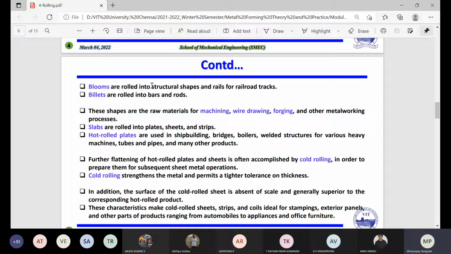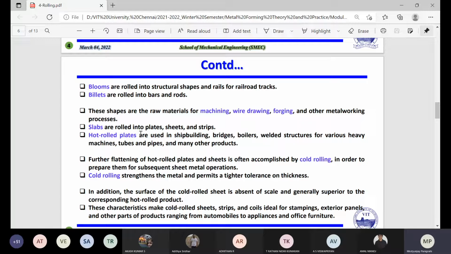So this kind of material goes towards machining. If you remember the machining that we talked about in the previous semester, this goes to machining, this goes to wire drawing, which we will cover in the coming modules, and this material also goes to forging, which we have already discussed in the previous module.